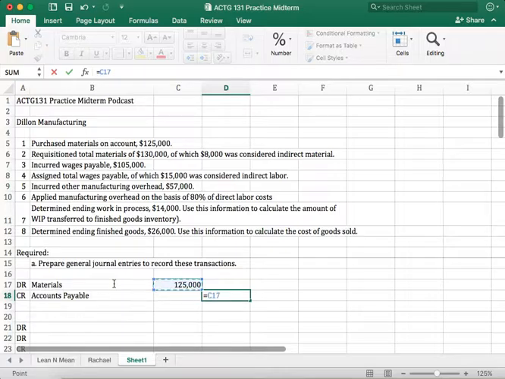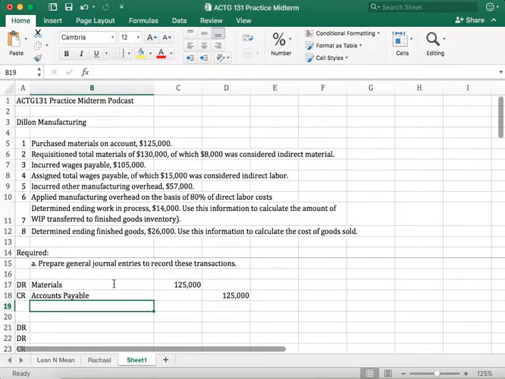There we go. Remember, all journal entries require an explanation. No explanation, you'll start losing points. So it can be simple: purchase materials. There we go, one down.